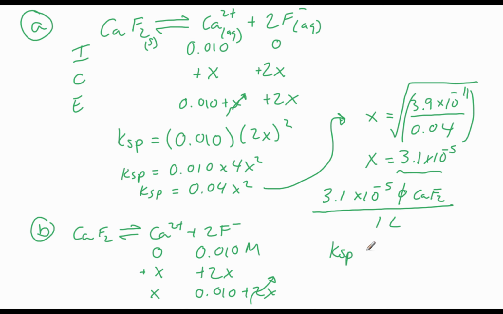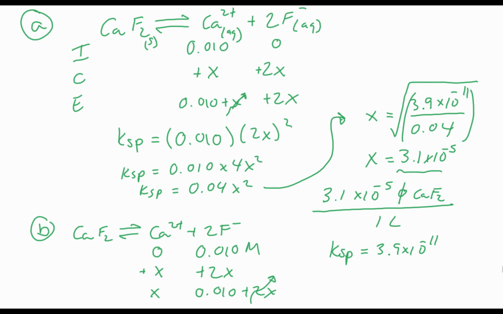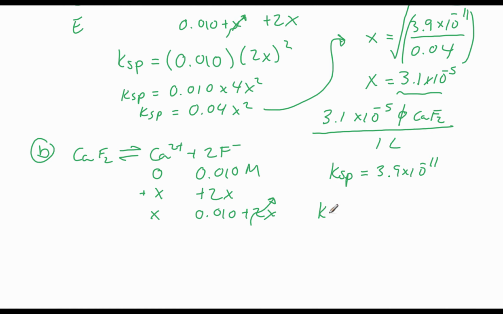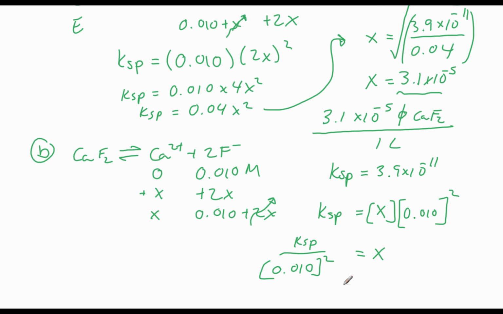my KSP equals 3.9 times 10 to the negative 11th. That doesn't change because the temperature doesn't change. So we've got to solve for this value. So now I get my KSP equal to x, right, because that's this x, times this term, but we're assuming the 2x is negligible, so it's 0.010, and this has to be squared. That's my KSP expression. So now my x value equals KSP divided by 0.010 squared, which is easy enough to figure out.